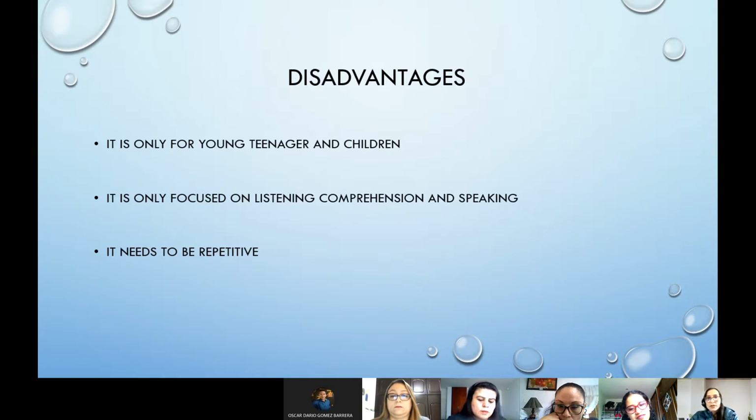Some disadvantages of the total physical response are that it is only for young teenagers and children. Why?